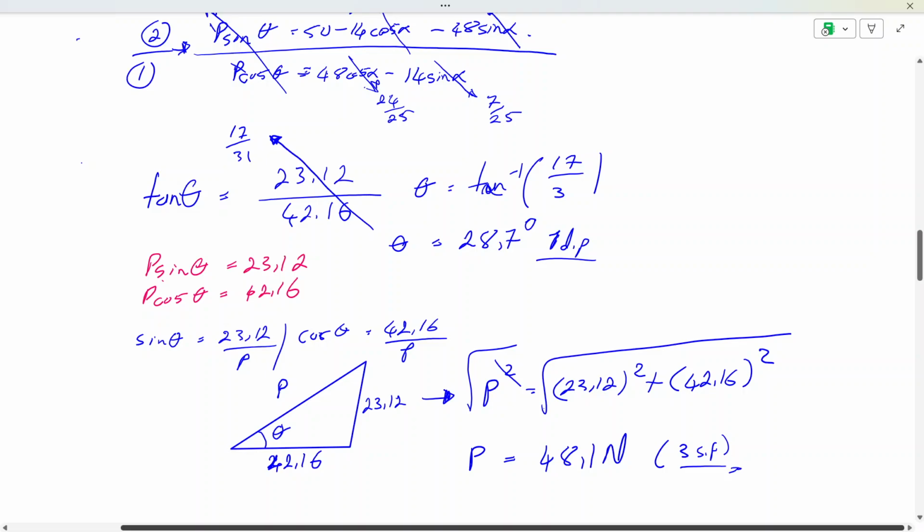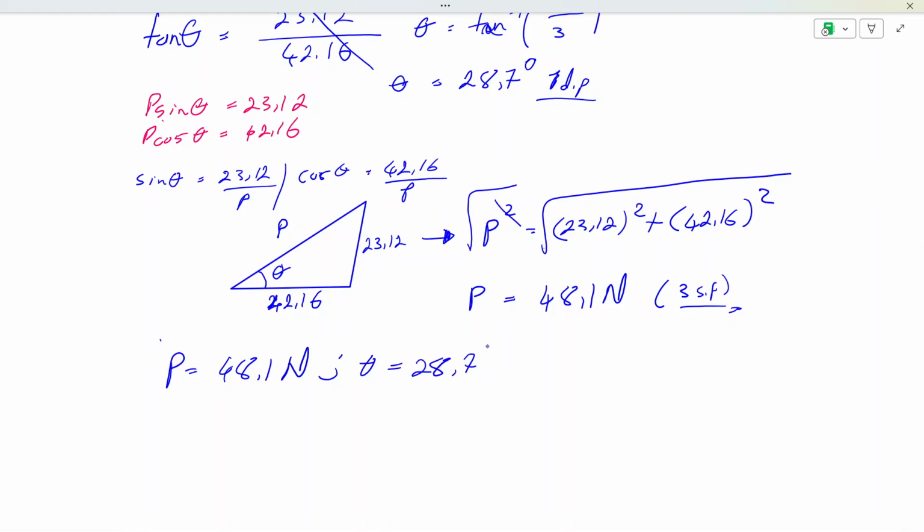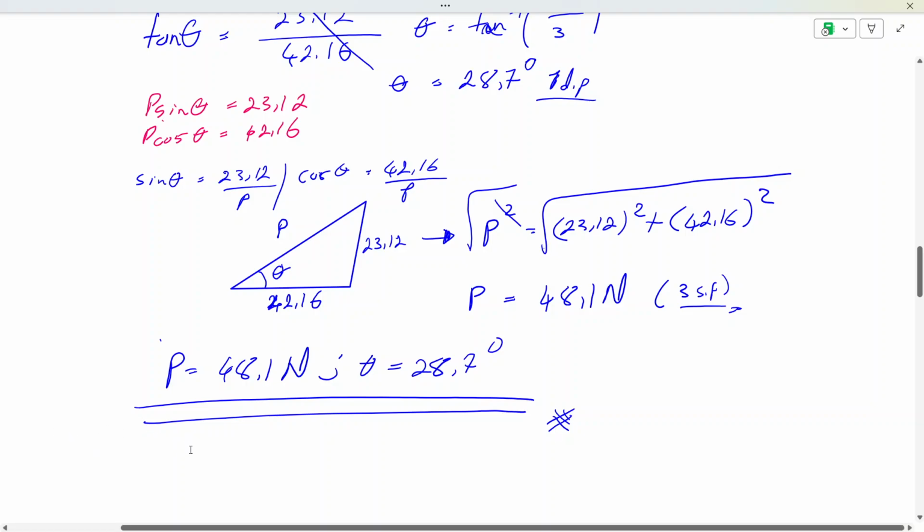Like that. Therefore, your final answers, you have P is equal to 48.1 newtons, and you have theta is 28.7 degrees, like that. And that's your working for question 4. All right.